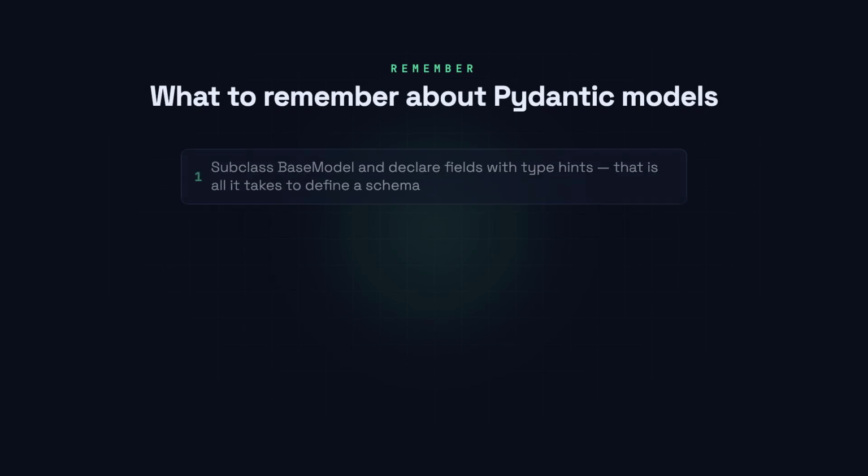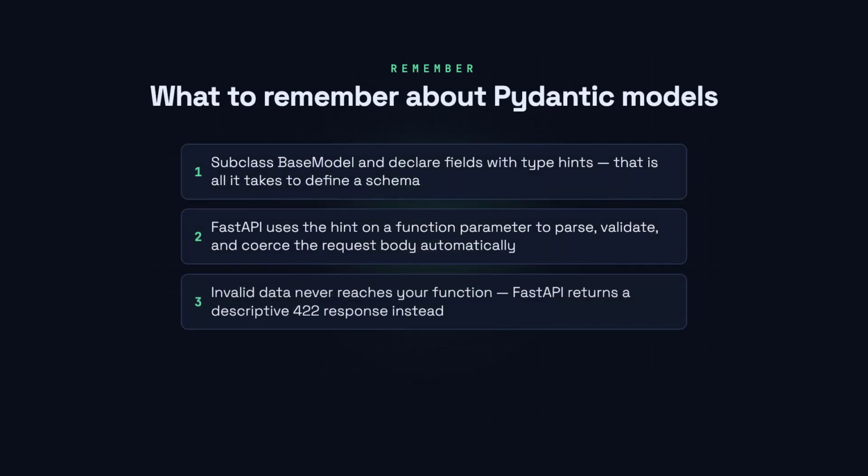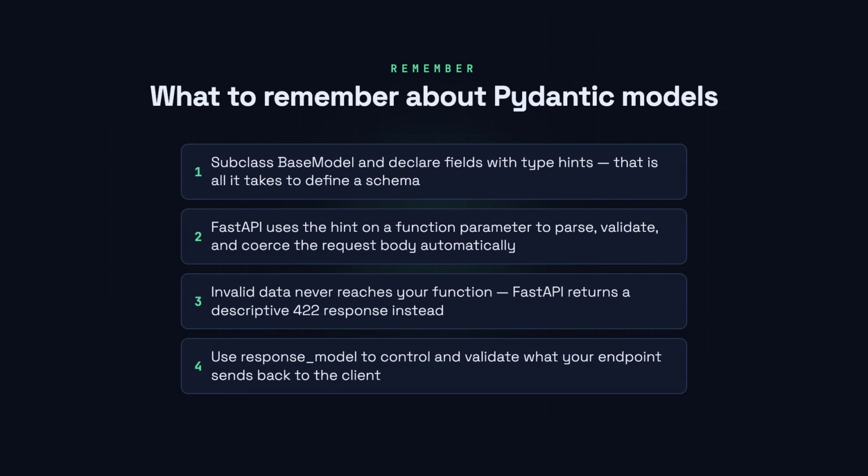To recap, a Pydantic model is a class that inherits from BaseModel with type-annotated fields. You place it as a type hint on your endpoint parameter, and FastAPI handles parsing and validation before your function runs. Failures produce automatic 422 errors with clear messages. And response_model gives you the same power on the way out, ensuring your responses are always well-shaped and consistent.